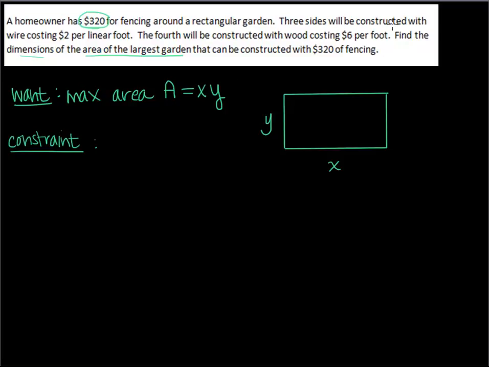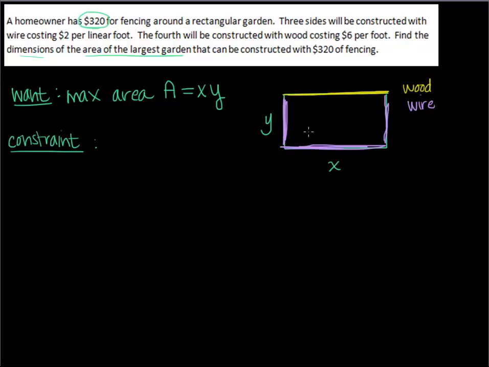Okay, and 3 of the sides will be constructed with wire, costing $2 per linear foot, and the 4th will be constructed with wood. So here's what I'm going to do. I'm going to say that this side here, this side here, and this side here are all wire. Doesn't matter. I just know one side is going to be wire, and the other side is going to be wood, right? So I'm going to let the pink be wire, and I'm going to let the yellow be wood. So here is what my constraint equation will be.